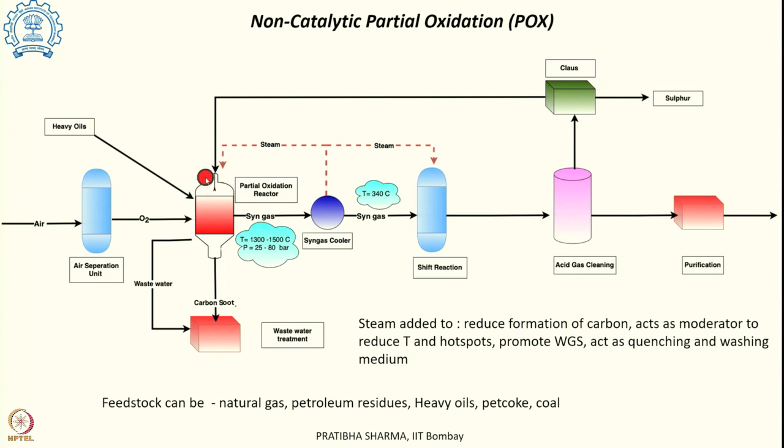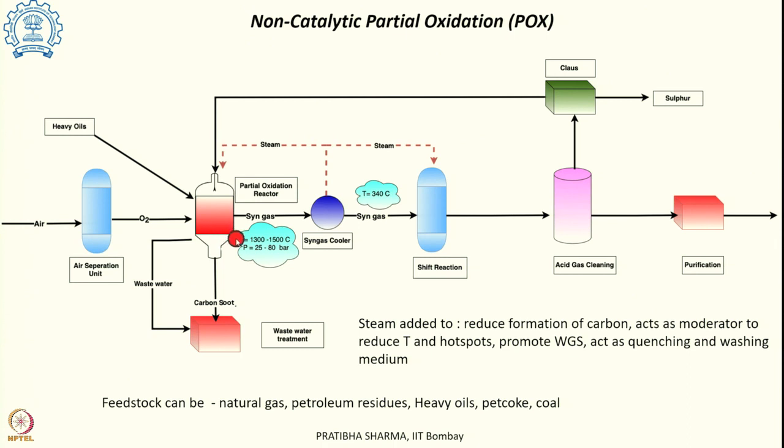Herein, this is a special reactor wherein the oxidation of the feedstock along with the oxidant takes place in the burner region, followed by the rest of the reactions. The operating condition inside the partial oxidation reactor, we know, is high pressure and high temperature, which leads to metallurgical challenges, and as such the vessel is a high pressure, brick lined reactor.